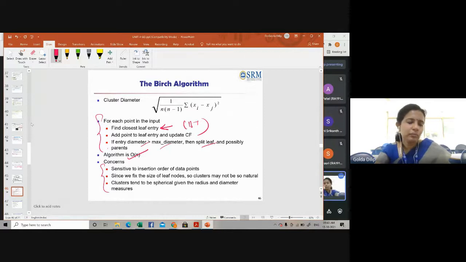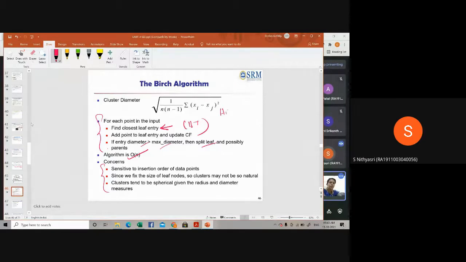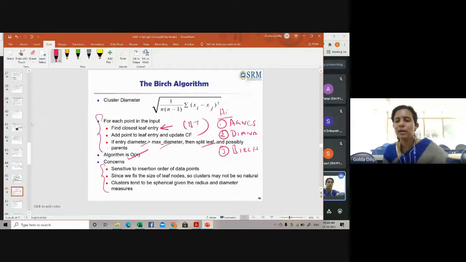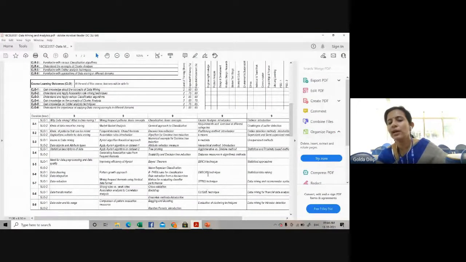Can somebody at least list the three techniques that we have discussed in hierarchical clustering today? Agnes, agglomerative clustering, Diana, divisive clustering, and a hybrid technique called Birch. Of course, we do have Chameleon, but I'm going strictly as per your syllabus because we are at the fag end of the semester.